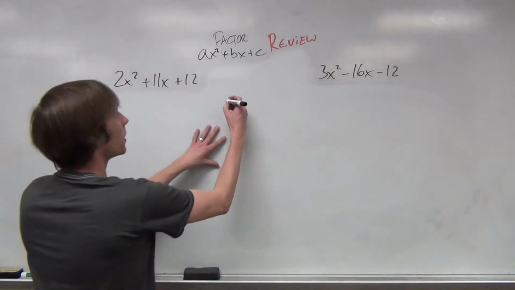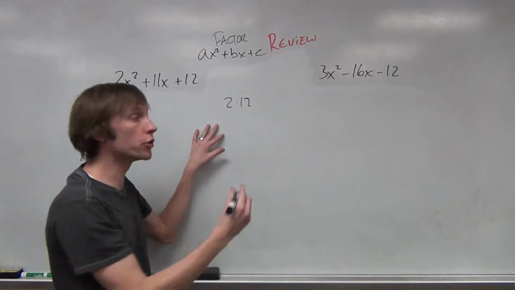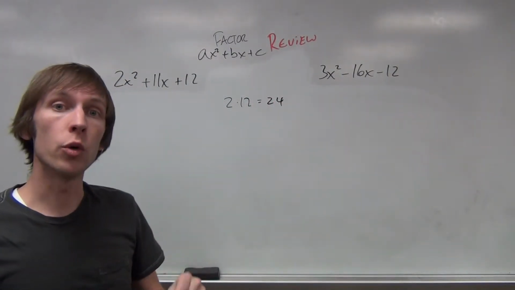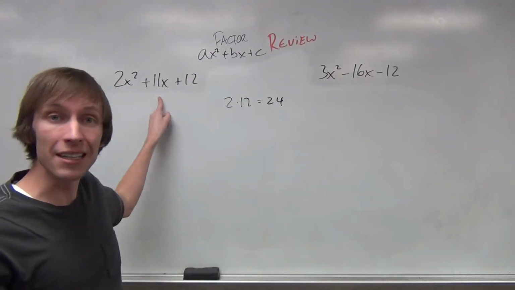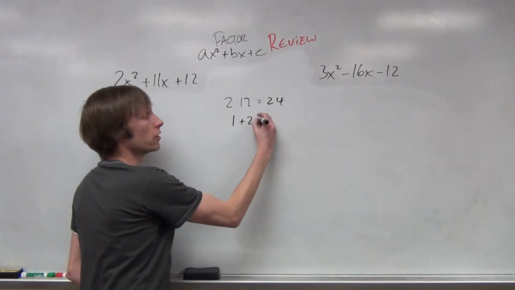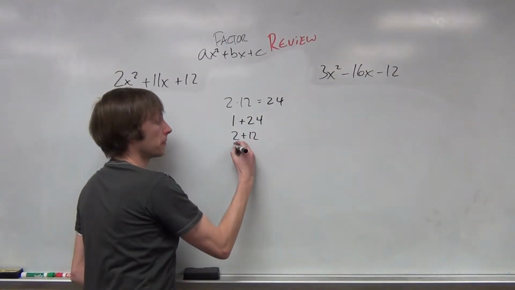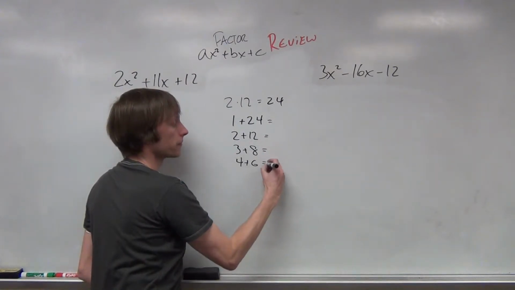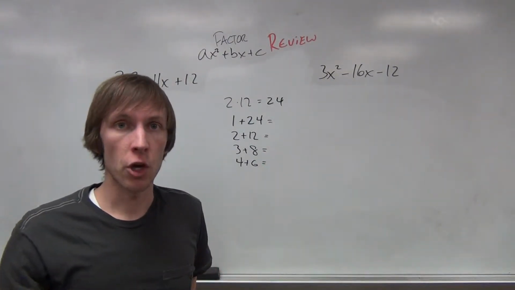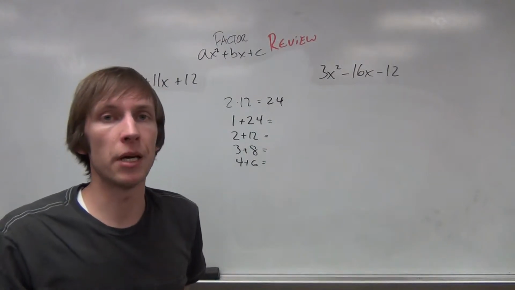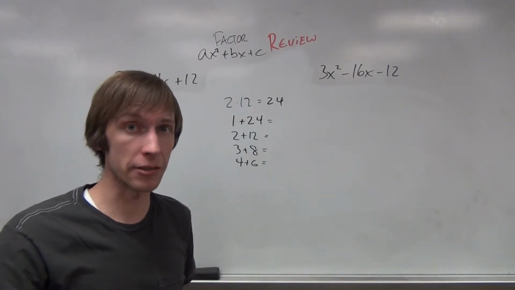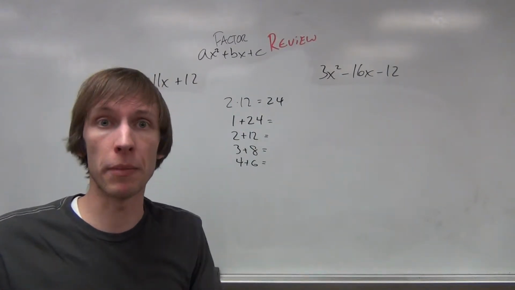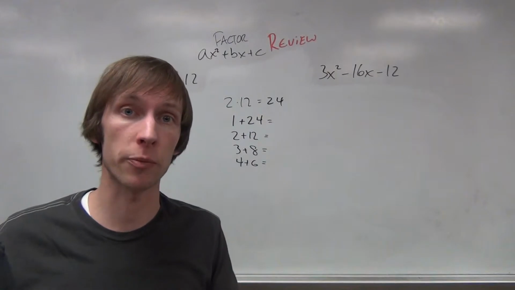So let's do that. A times c, or in this case 2 times 12, is 24. We need to find a pair of factors of 24 whose sum is b, in this case 11. Now, most of us, when we're doing this process, we do this work in our heads. We do it maybe on scratch paper. We don't necessarily list it when showing our work. However, if you need to show the work, please show the work, just so you can make sure that you're keeping yourself accountable to finding the correct pair of numbers.